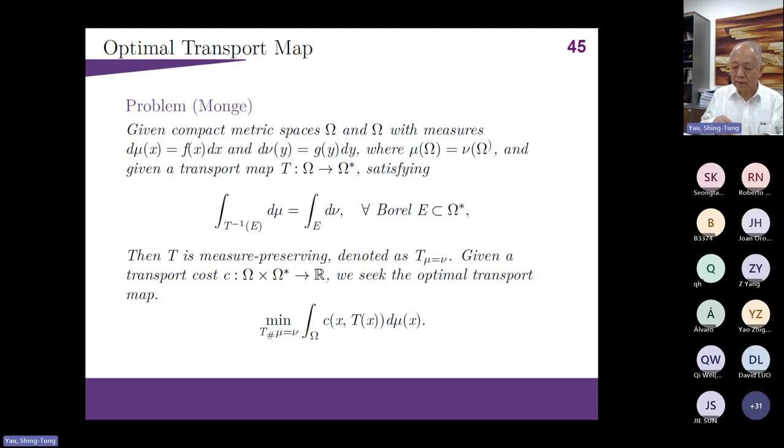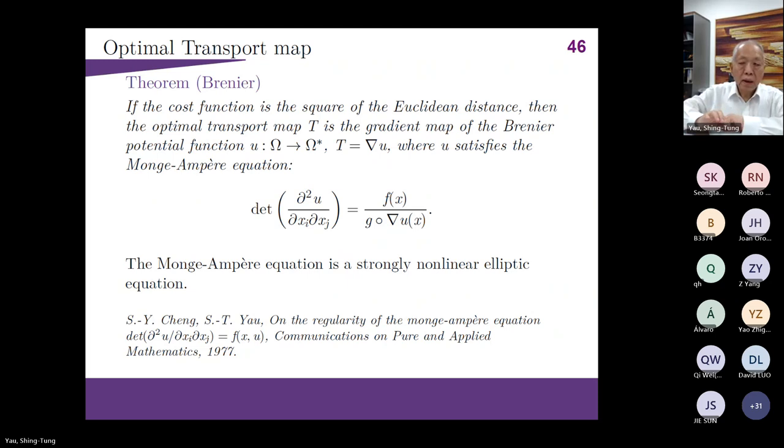So this is a problem proposed by Monge many years ago. And this is an interesting problem that Monge raised. Well, if the transport cost is the square of the Euclidean distance, as is rather common, then there's a theorem due to Brenier. It's a nice theorem.